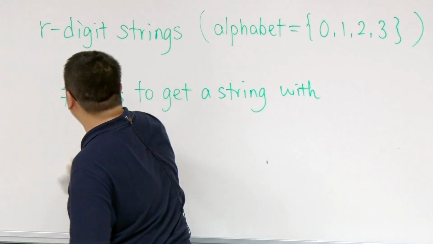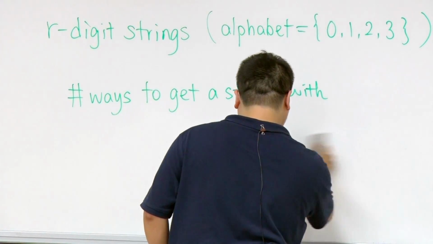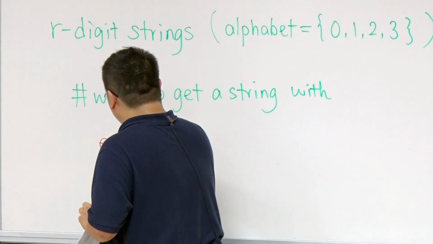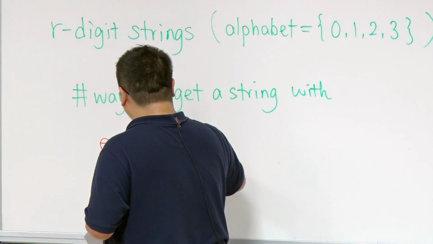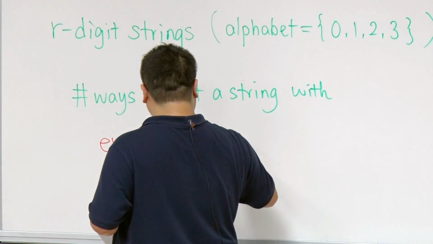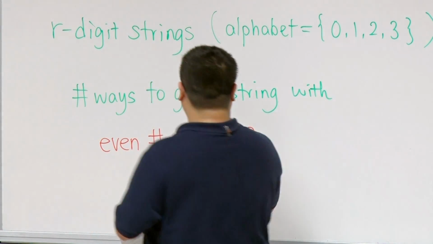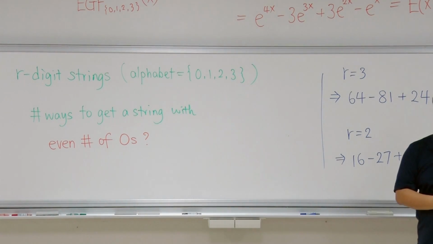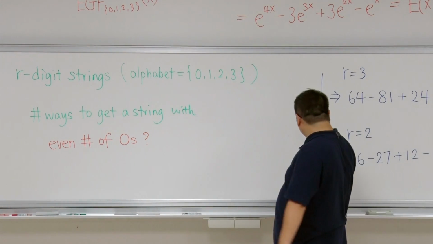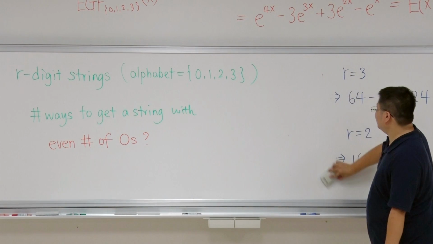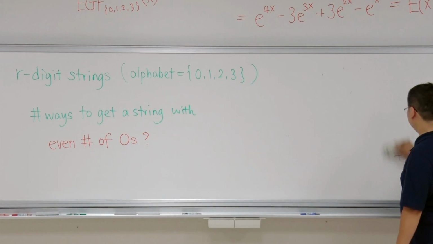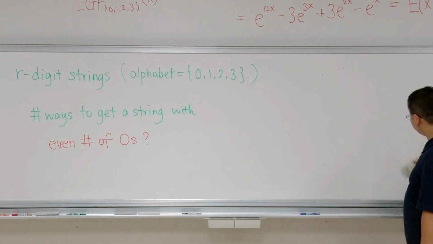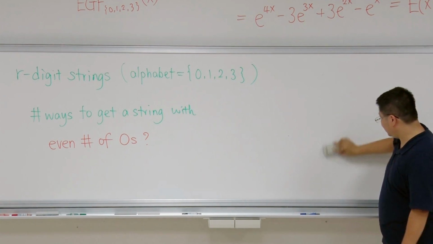So we have a different problem. This time, let's say with an even number of zeros. How many ways can we get a string with an even number of zeros? Well, this problem, we have studied it before.